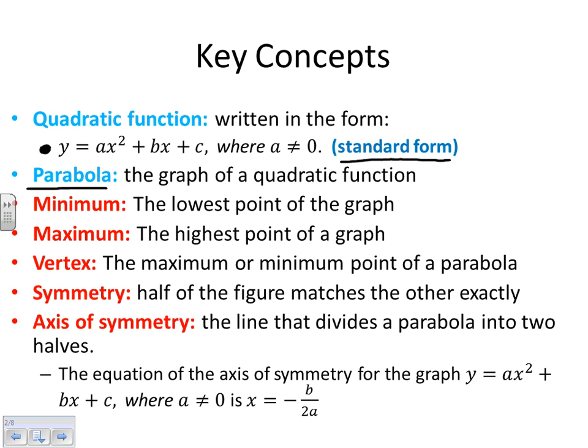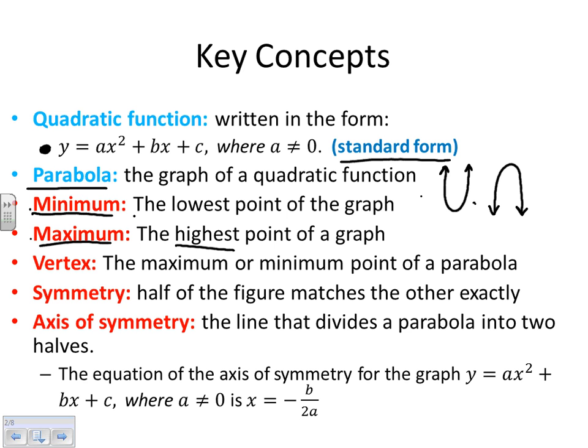So you'll hear me call the graph of the quadratic function a parabola, and it looks something like this, or it could also look like this. This is what a parabola is, and this is the graph of a quadratic function. Okay, and then we've got minimum and maximum. The lowest point of a graph is a minimum. A maximum is the highest point of a graph.